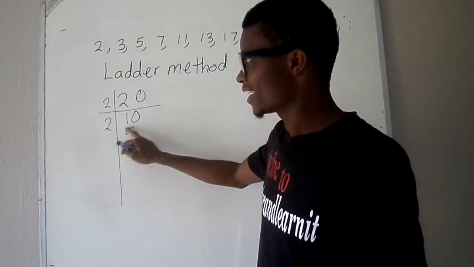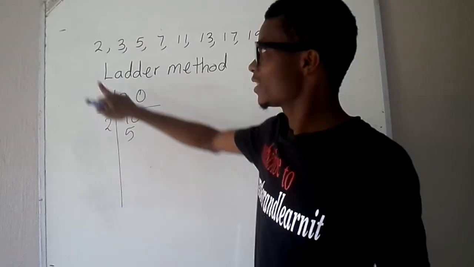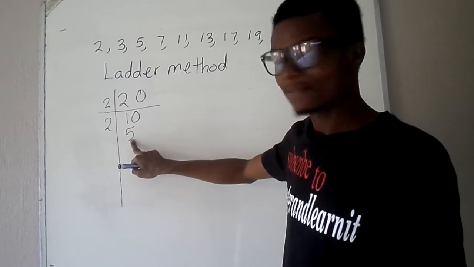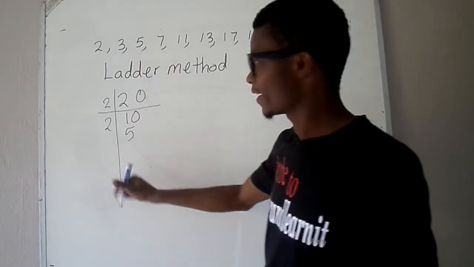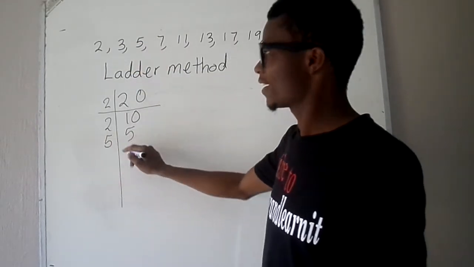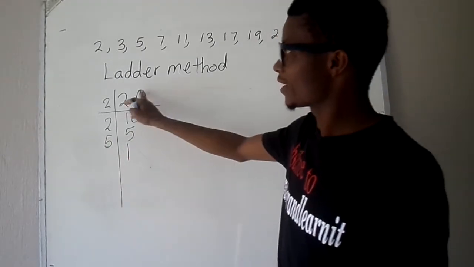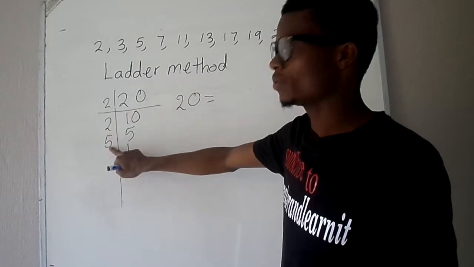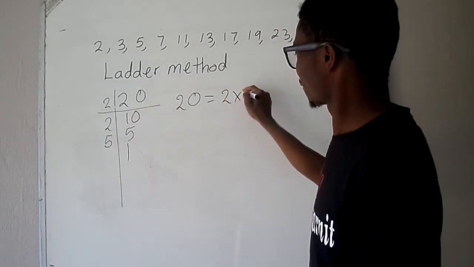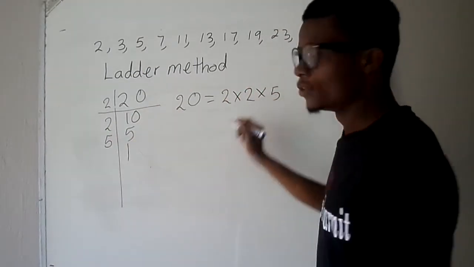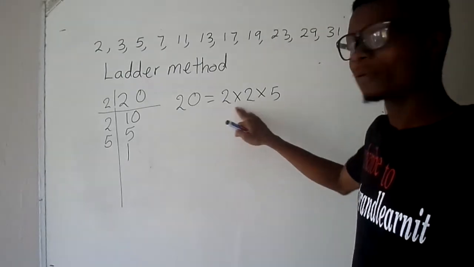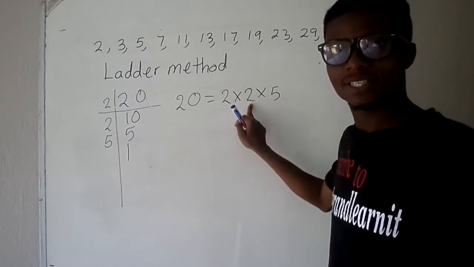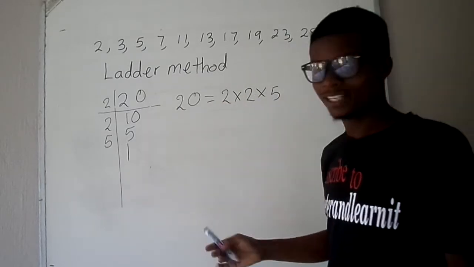2 cannot divide into 5 without leaving a remainder. In other words, it's not a factor of 5. 3 is not a factor of 5. But 5 is a factor of 5. So 5 divided by 5 is 1. So I can write 20 as a product of its prime factors as 2 times 2 times 5. Notice that these are all prime numbers, and they give us 20 because 2 times 2 is 4, and 4 times 5 is 20.